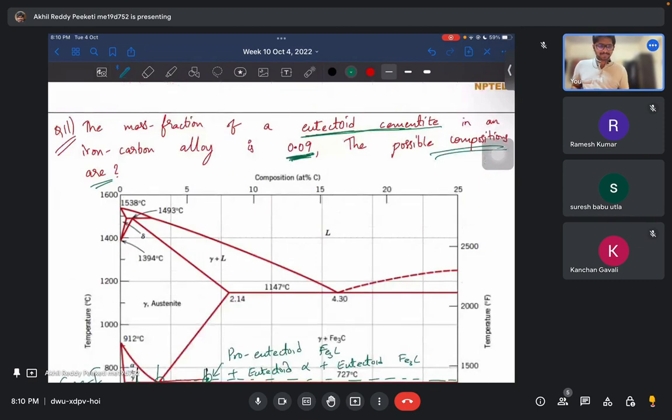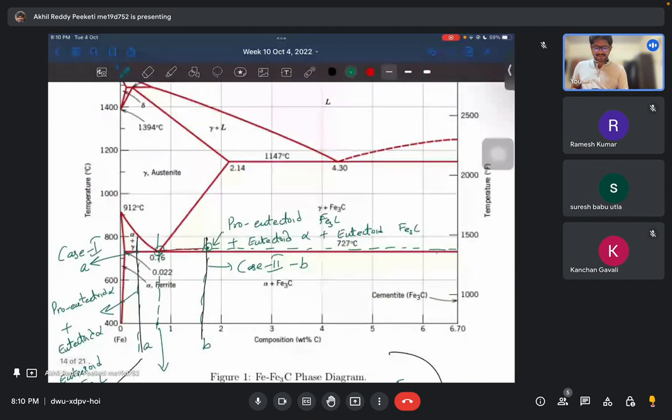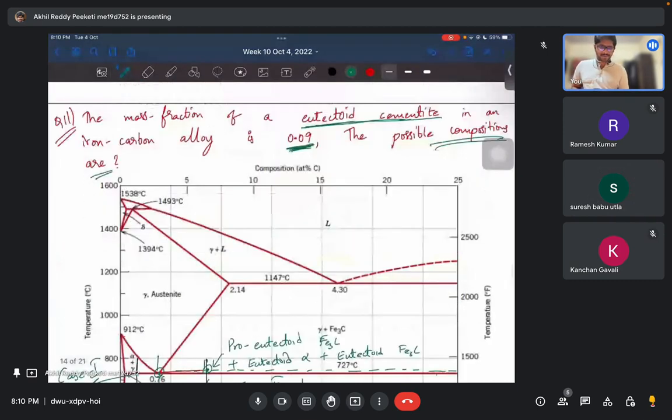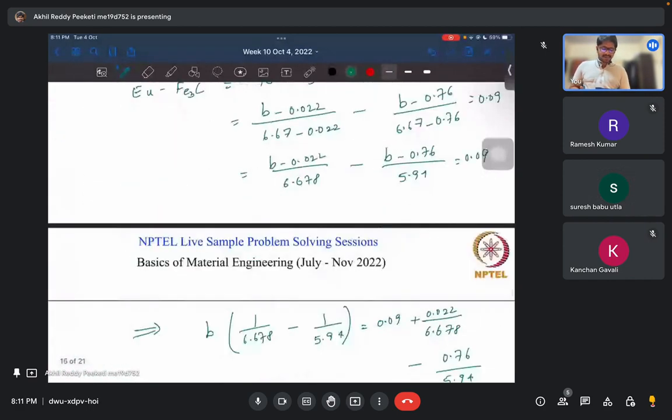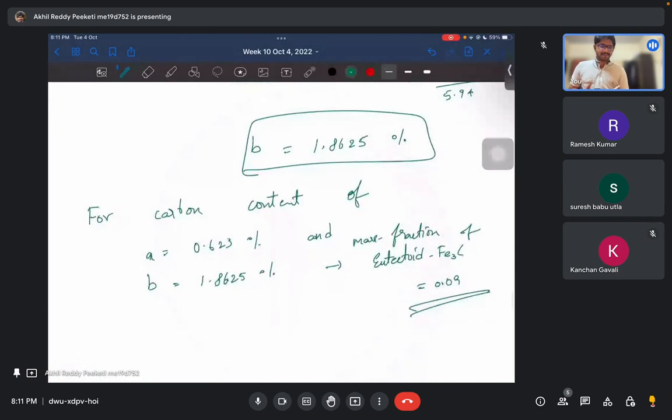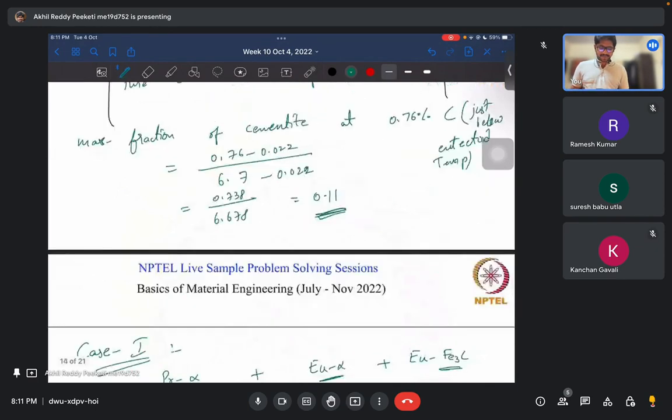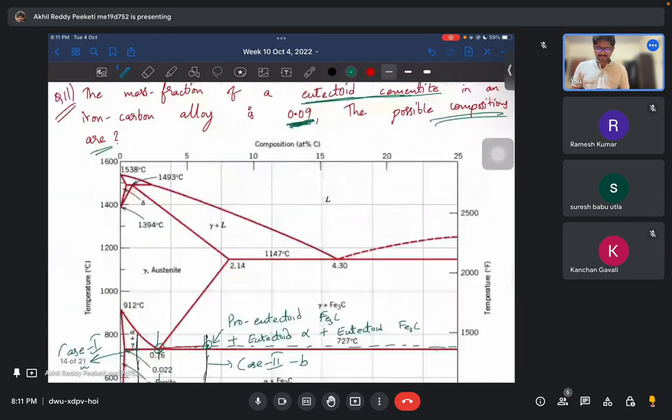In some cases, for some values of eutectoid cementite, it won't be possible. Only one side might exist. If you do similar calculations, you will get unreasonable values. Let's say B comes out to be negative, so that doesn't exist. Or if B comes out to be more than 6.7%, that doesn't exist. Like that, you can see whether two cases exist or only one case exists.